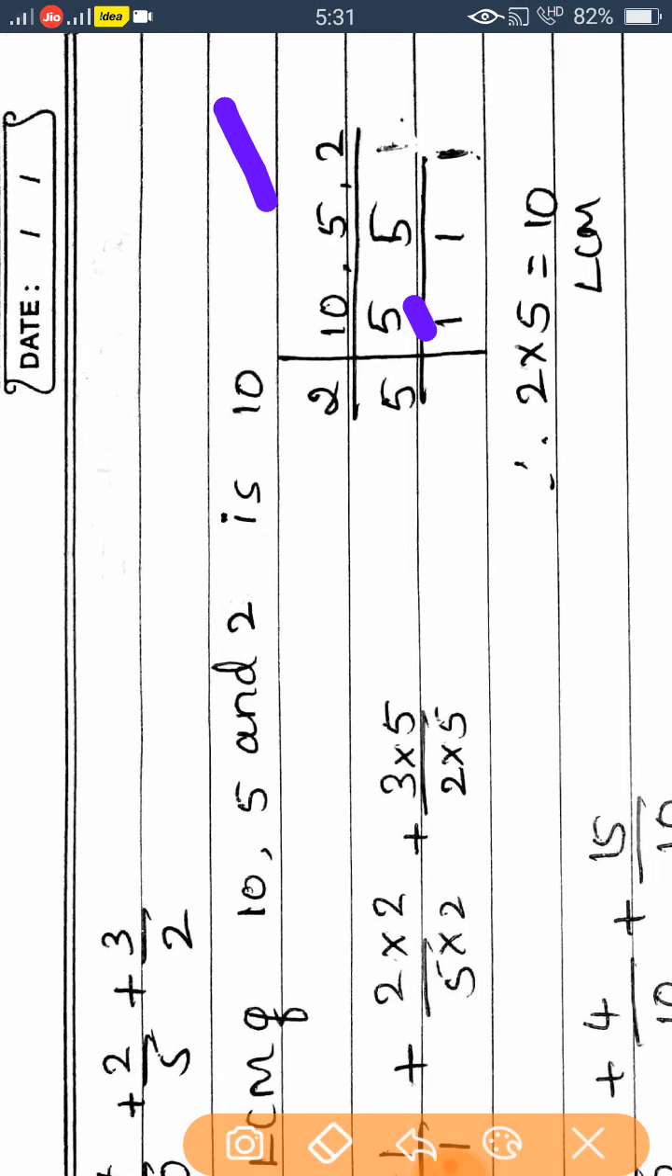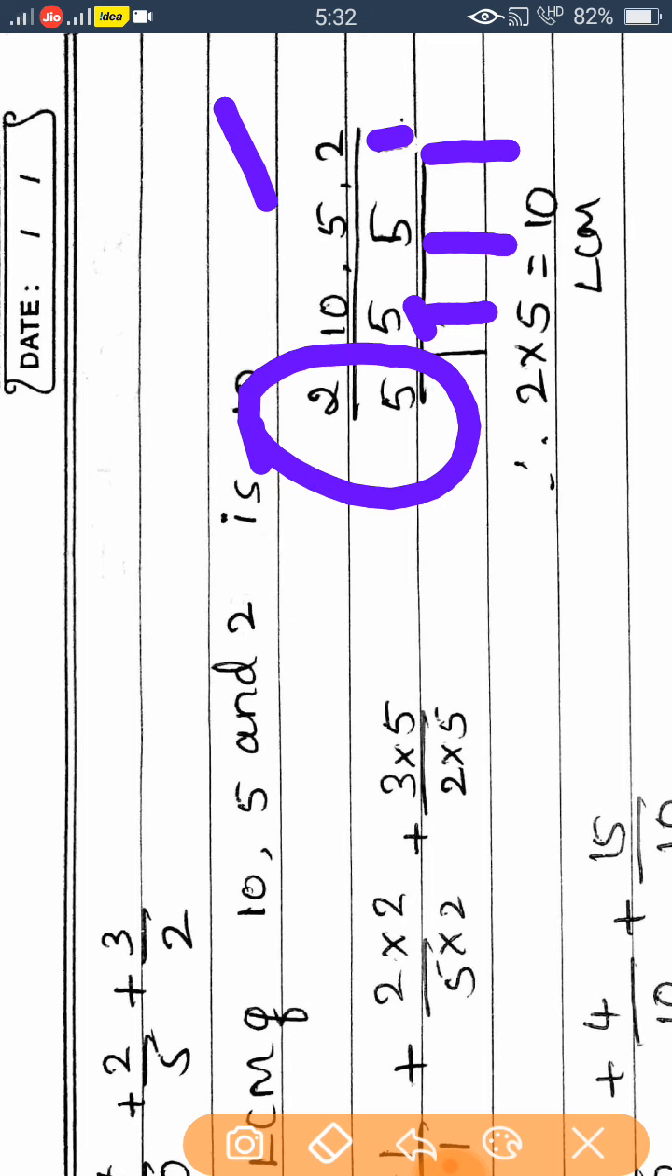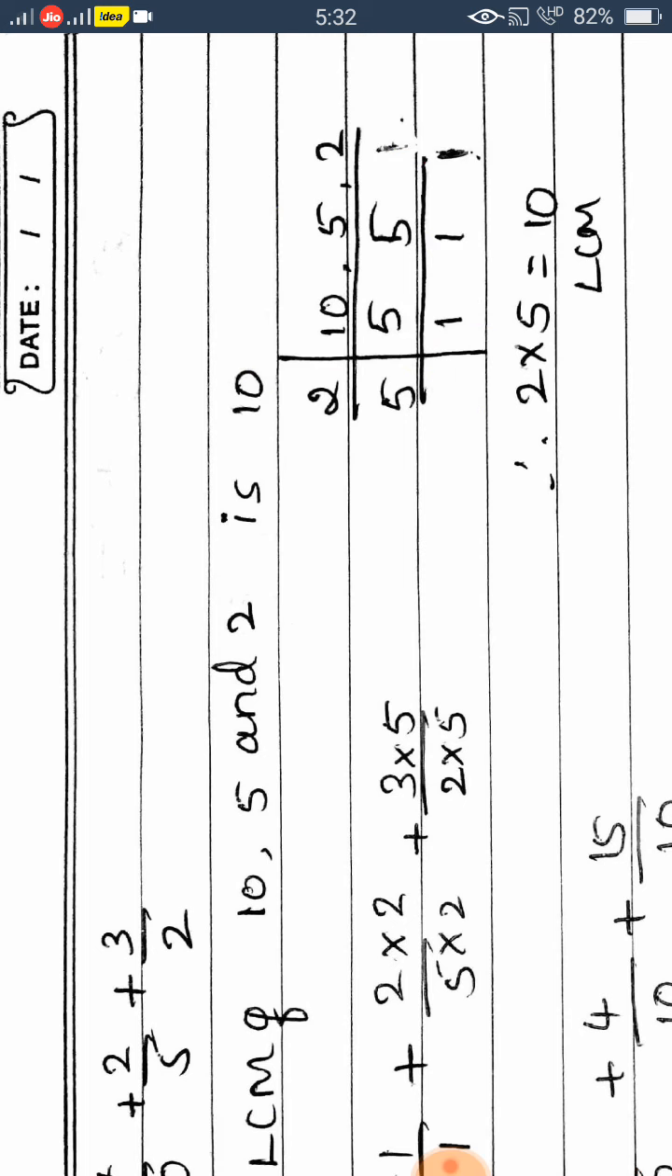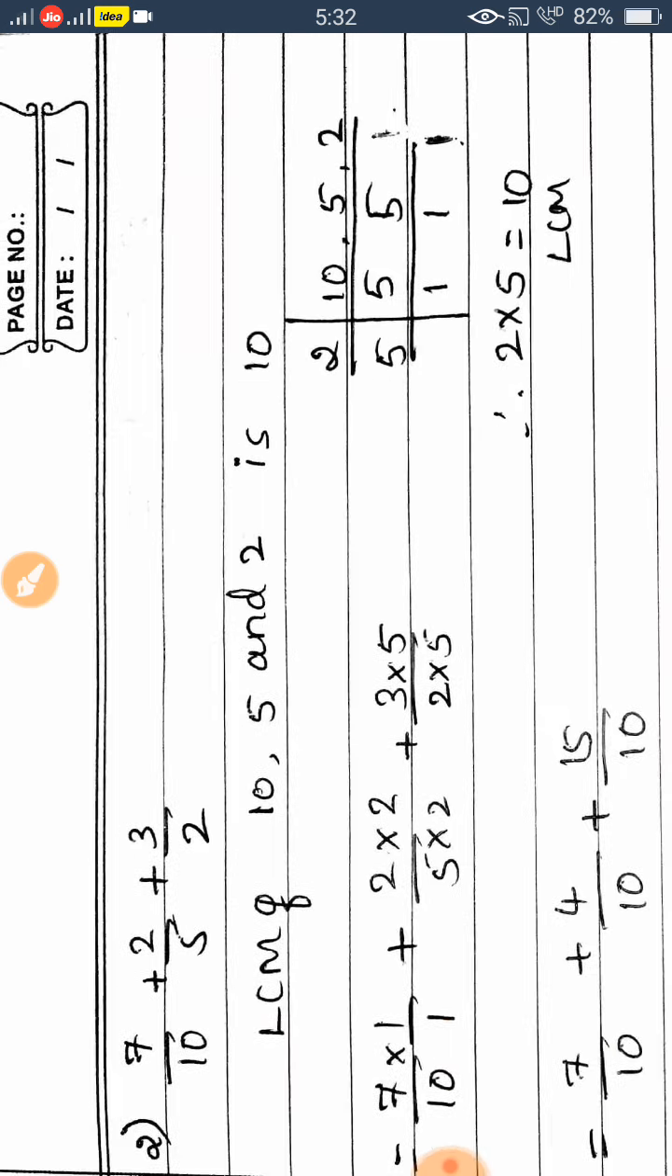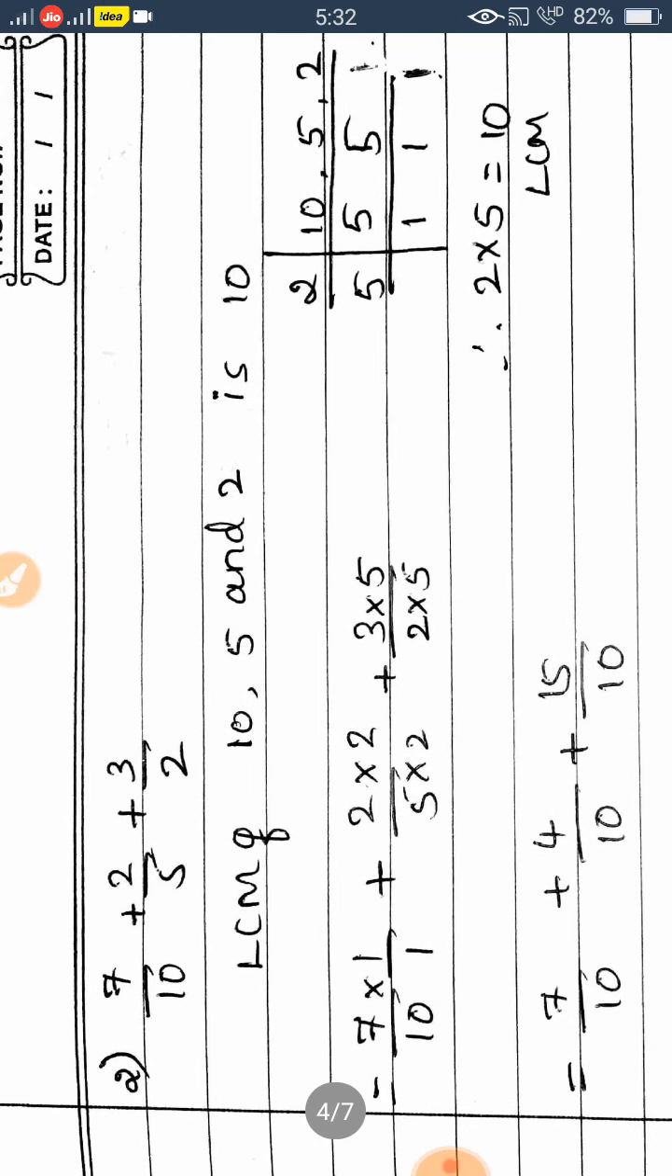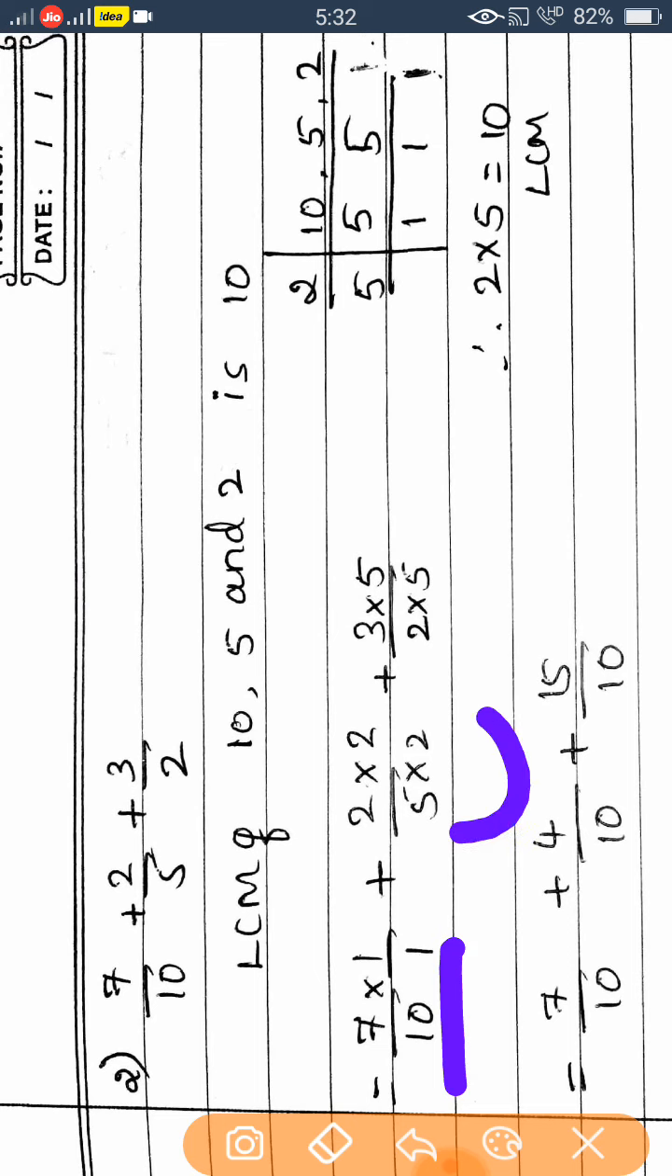Then 2 1s are 2. Then again 5 1s are 5, 1s are 1. Until 1 comes, you have to cancel by division. So these side numbers you have to multiply. 2 into 5 is 10. So 10 is the LCM here. So the denominator you have to convert to 10 here. So the first fraction has denominator 10 only. So just multiply by 1 by 1. So 2 by 5, 5 is there. So we have to convert 5 to 10, meaning by how much should we multiply?